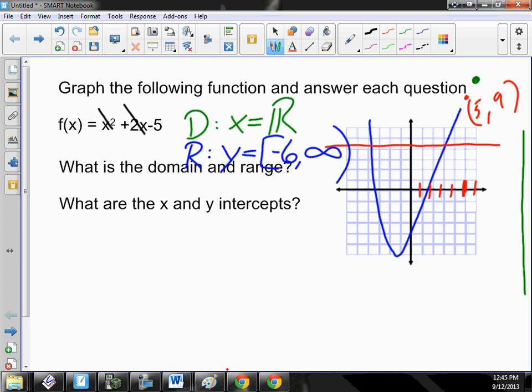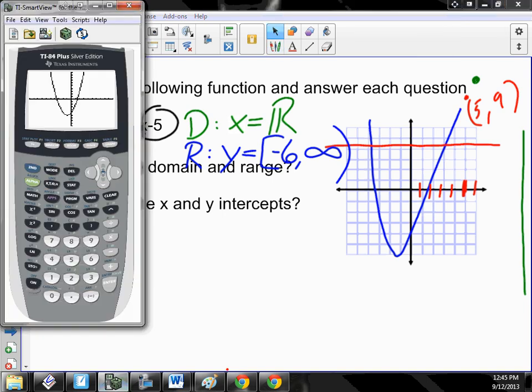All right, sorry. So the y-intercept is going to be -5. You can do this using your calculator by doing second calc and going to value and plugging in 0, and it will give me -5. If it's a polynomial, all you have to do is read off the constant. If it's not a polynomial, it can be a little bit more difficult, depending.